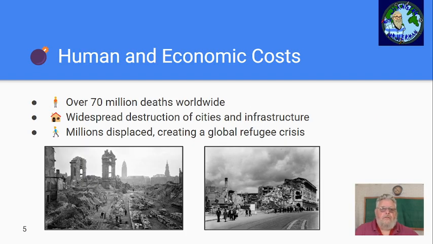The toll of World War II was enormous. Over 70 million people died, making it the deadliest conflict in human history. Cities were destroyed: London, Warsaw, Berlin, Tokyo, left in ruins. Infrastructure was gone, economies collapsed, and millions of people became refugees, displaced from their homes and countries. Families were torn apart, and rebuilding took years, sometimes even decades.